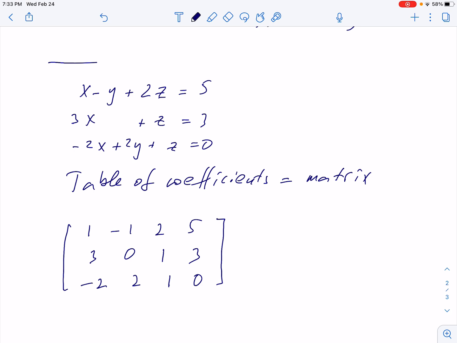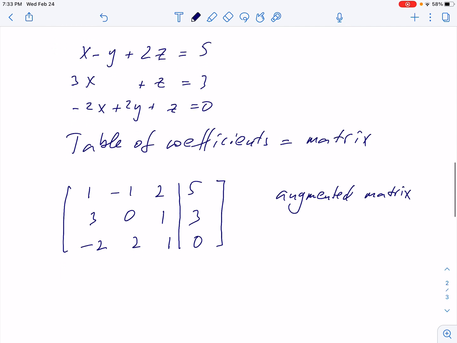And because the last column has the numbers on the right side of the system, they have a different role. We put here one vertical bar to show that these are the numbers on the right side of the equality. A matrix like this, with this vertical bar corresponding to such a system, is called an augmented matrix. If we have only zeros on the right side, we don't do this. We don't have a column for these zeros.